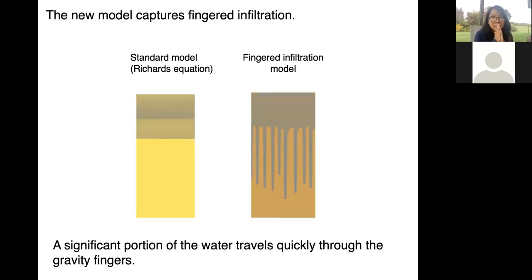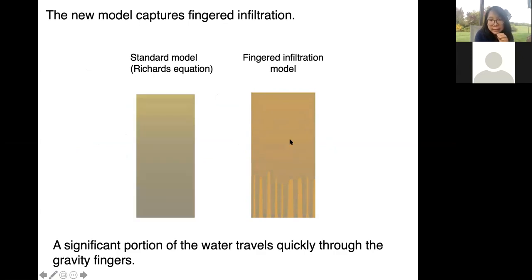And of course, it took many years for this model to develop, but it was really good to see that the updated model is able to capture the fingering phenomenon. In particular, now you can see in the simulation, just as you see in the experiments, that a significant portion of the water can travel very quickly through the gravity fingering conduits.